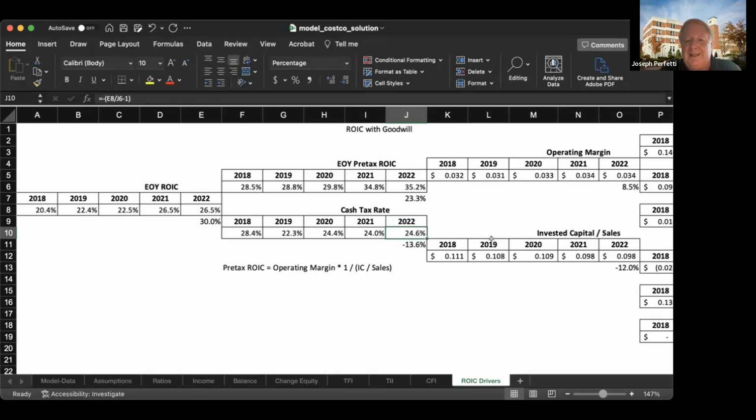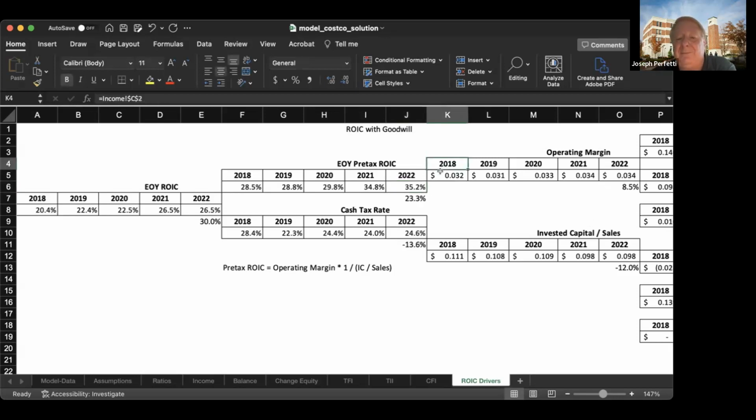But again, as we look at the second and third level drivers, it wasn't the only reason. The second reason is we see the pre-tax ROIC also improved, which suggests that the underlying business got better. More people were going to Costco. 28.5% ROIC in 2018, 35.2% in 2022. And that ROIC was steadily improving every year, right? And so the question is why? What was causing the pre-tax ROIC? Well, there are drivers 2 and 3.